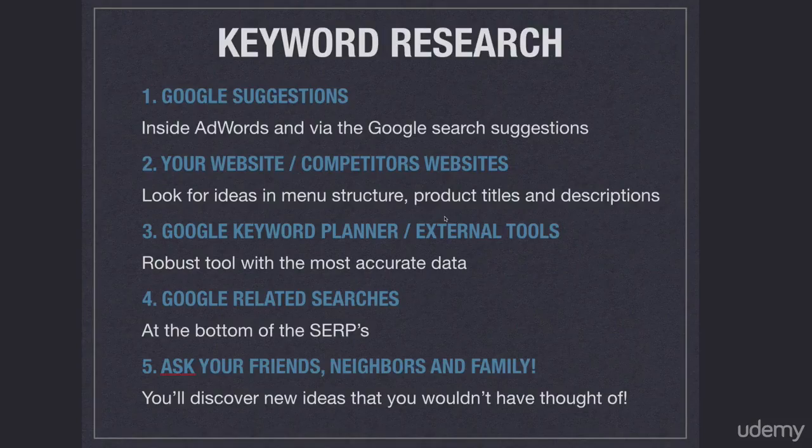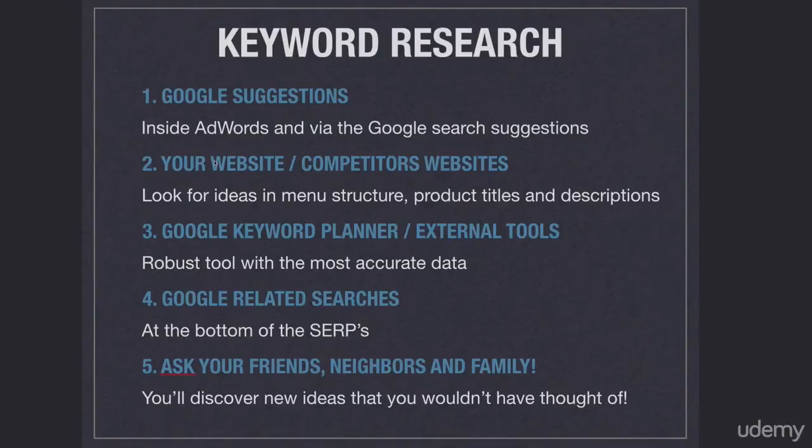So here we have the 5 primary ways that we do keyword research today. Number 1 is Google suggestions, and you might have seen a glimpse of that on the previous screen, but there's 2 different places to get Google's automatic suggestions. One is inside AdWords, and the other one is via Google search suggestions. We'll take a look at both of those in a minute.